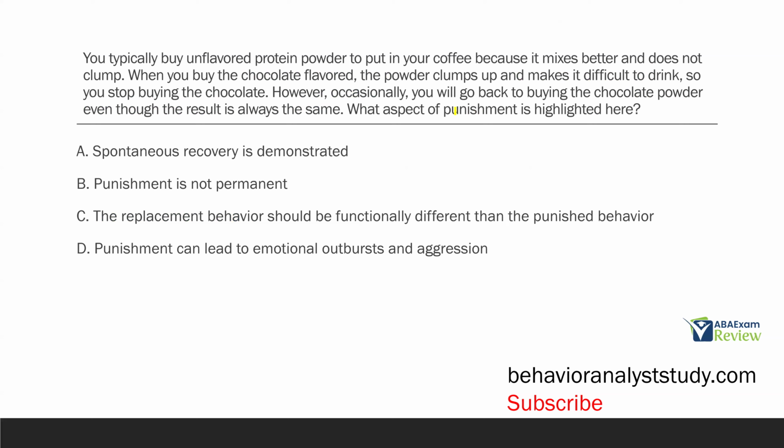So, interesting question. It's clearly a punishment question, and we want to know about the aspect of punishment. So let's just think real quick. What do we know about punishment?